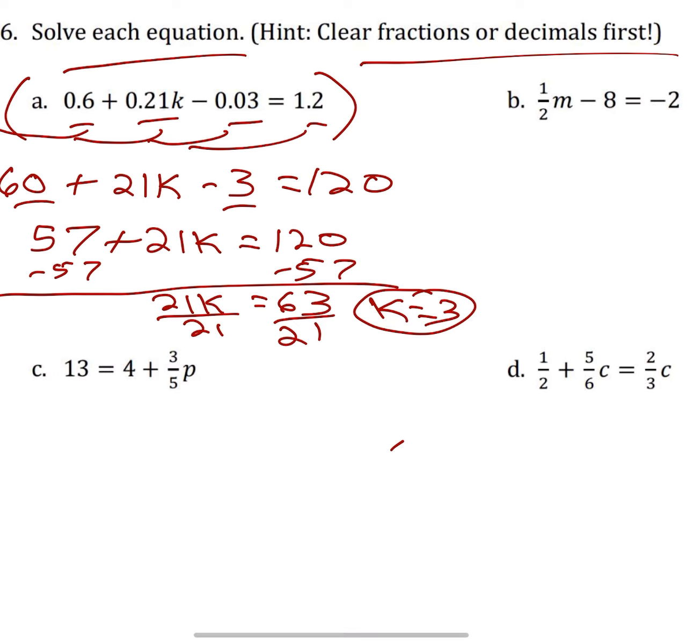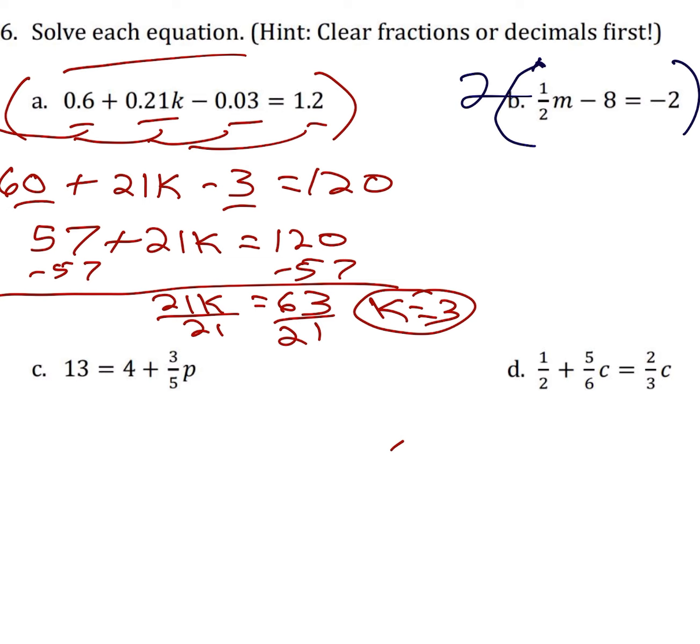Okay, let's go to B. For problem B, I'm going to change the color so you can clearly see which problem is which with the work. I'm going to multiply through by the least common denominator, otherwise known as the least common multiple. In this case, there's only one denominator, and it happens to be 2. So what I'm going to do is I'm going to multiply the entire equation through by 2.